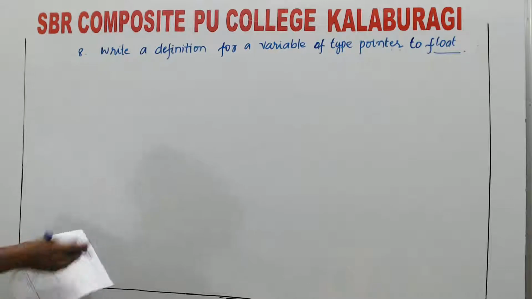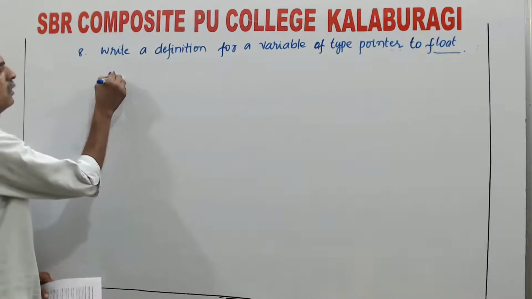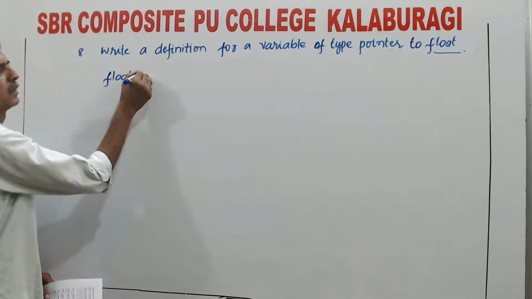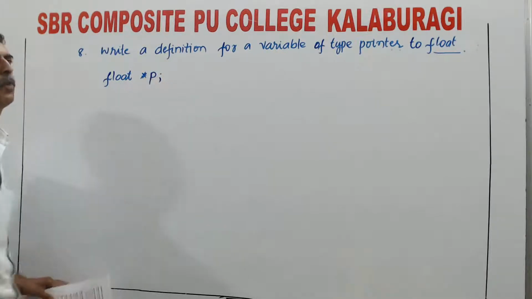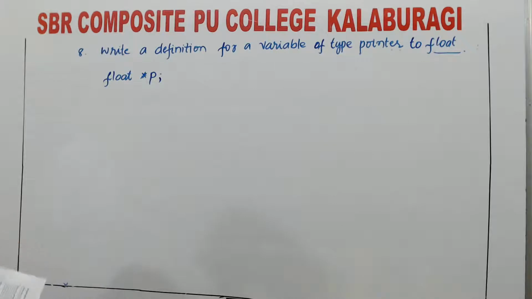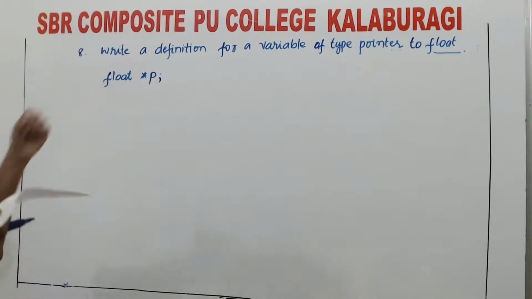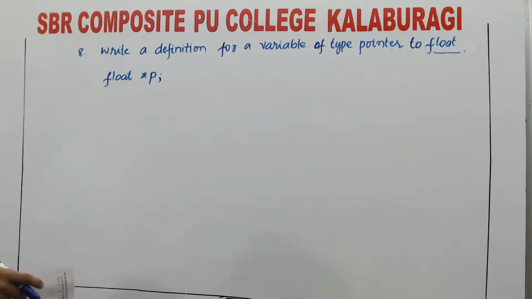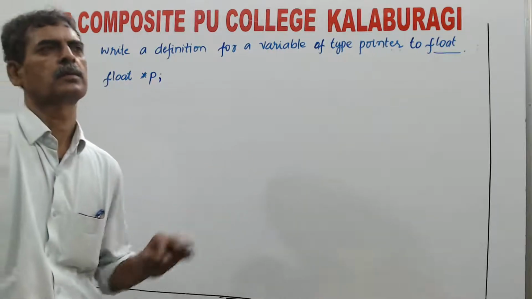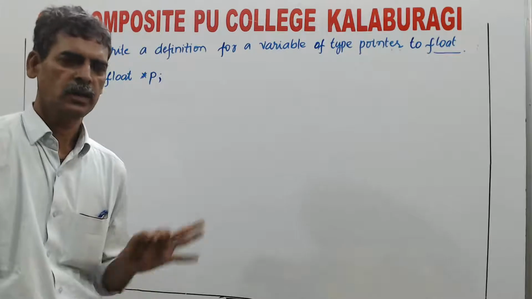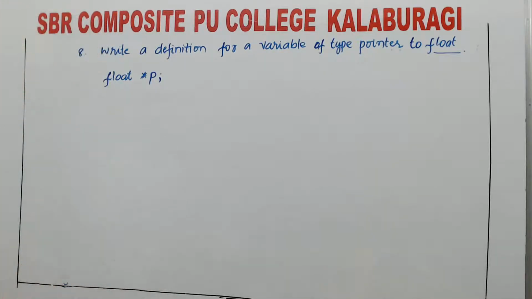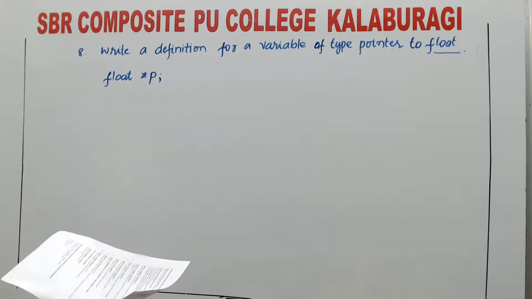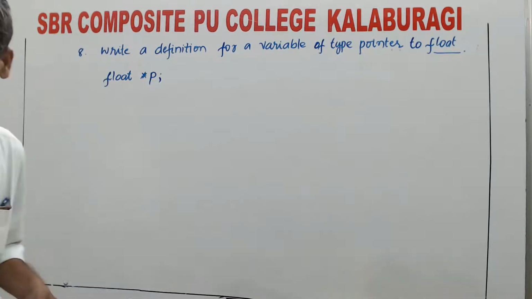Here it is simple: float data type, star, pointer p. P is a pointer which is of type float. Or a simple question may be asked: define a floating type pointer. Or to confuse you, you may be asked, write a definition for a variable of type pointer to float. Okay.